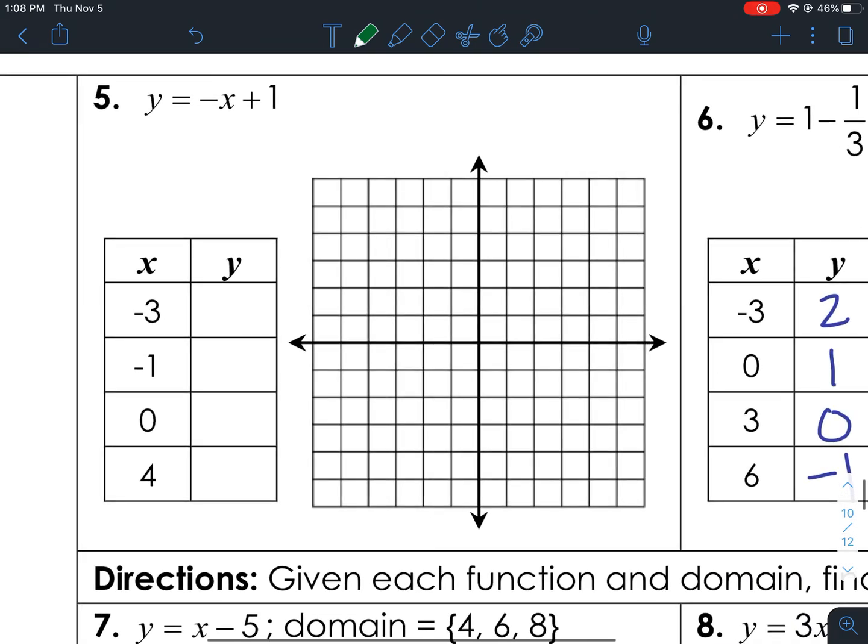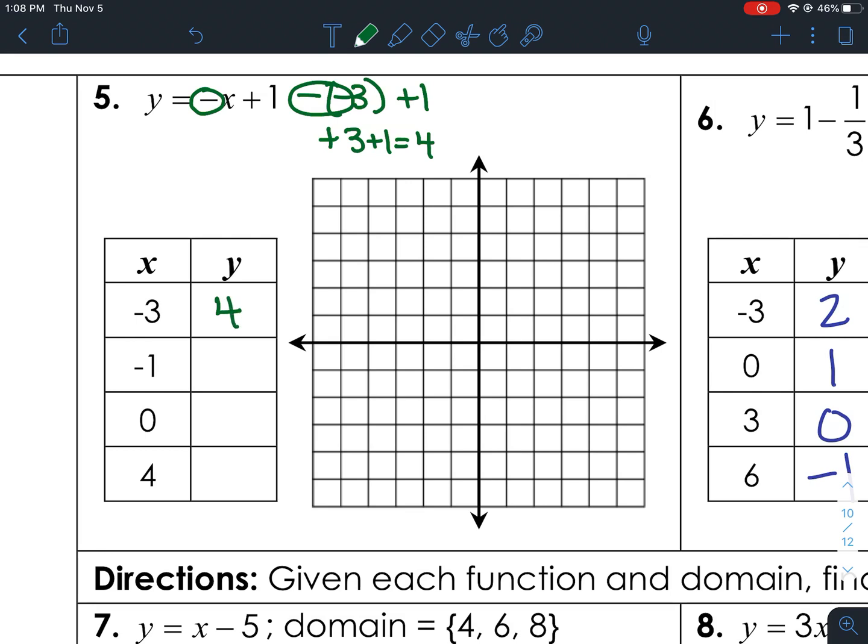All right, let's try 5 together. So once again, here's a tricky one because you see there's a negative out here. So let's see how we do that. So we have a negative, and then I've got -3 plus 1. 2 negatives make a positive, so I'm going to have +3 plus 1, which is just 4.